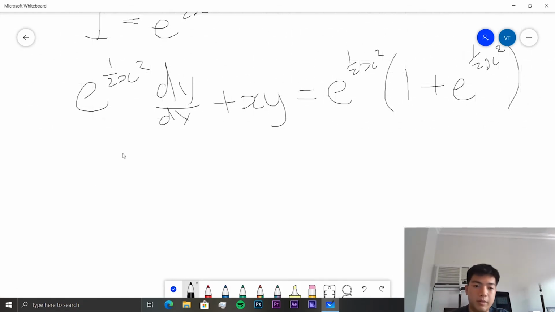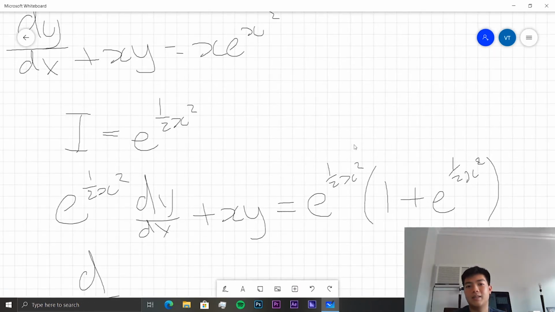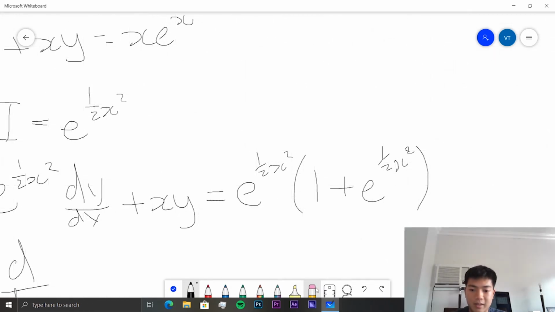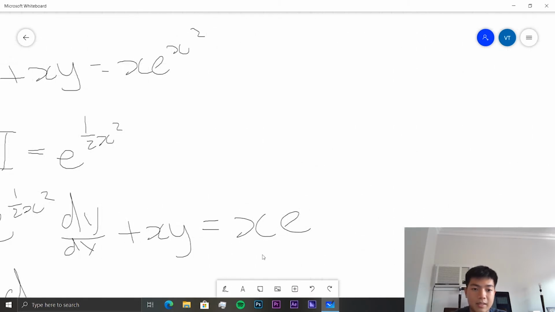Yep. So then here we can get this is equal to d over dx. Actually, we should keep this as a separate term. Oh wait, we're multiplying it. Oh, what am I doing? Oopsies, this is just equal to x times e to the 3/2. I think it is 3/2 x squared.